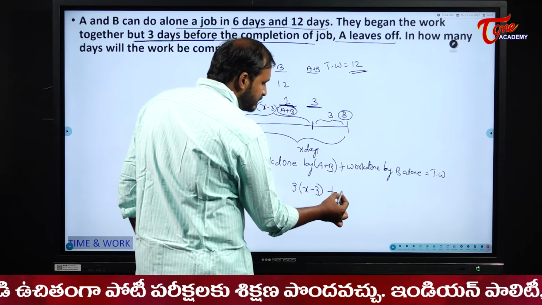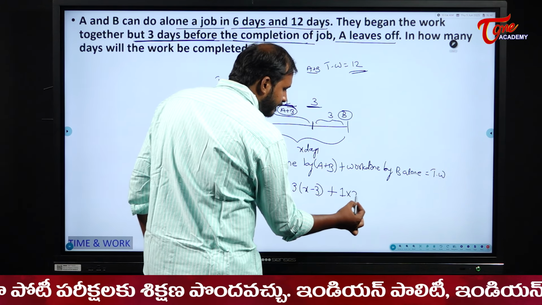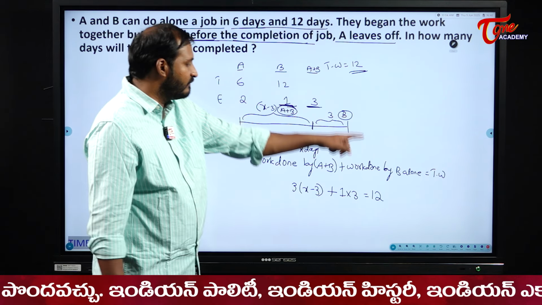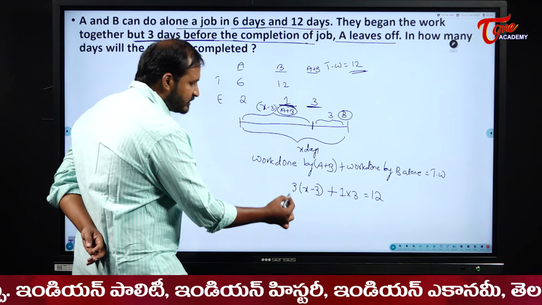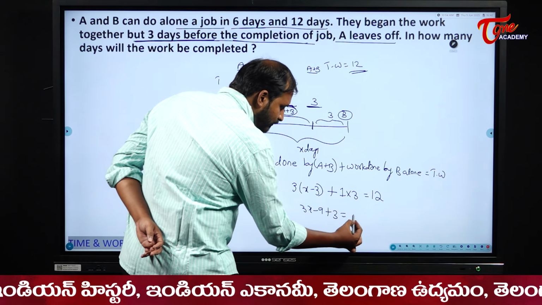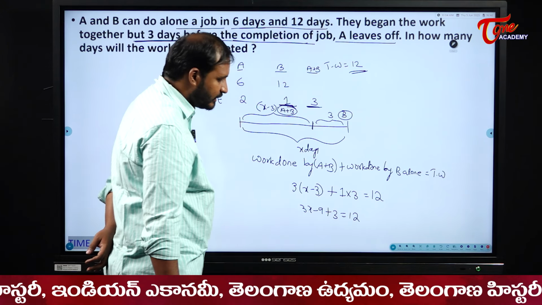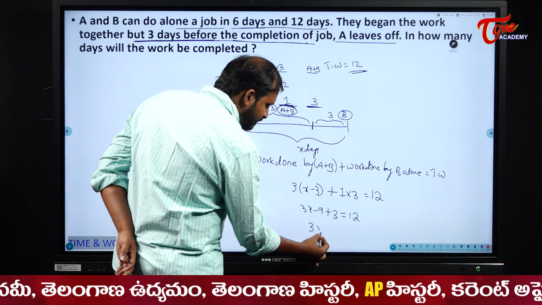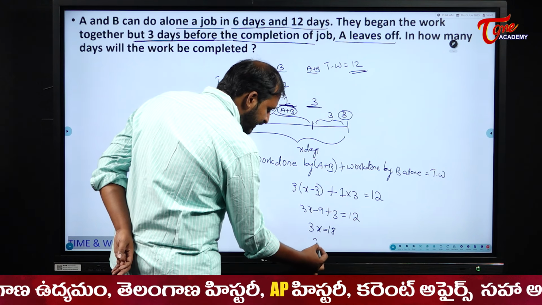So that means 1 into 3. By doing this, my total work 12 is finished. Okay, now what happens to these students? 3x minus 9 plus 3 is equal to what? 12. Okay. So now it will become minus 6. When I send to that side, it will become what? 3x is equal to 18. X is equal to what?